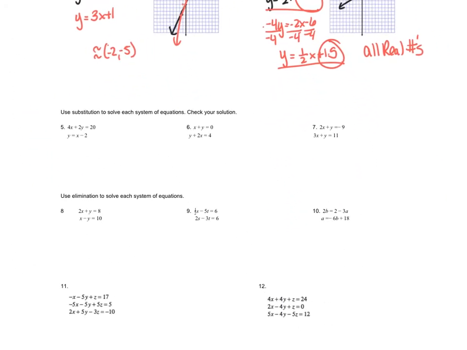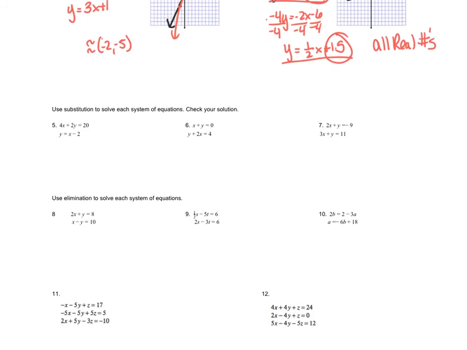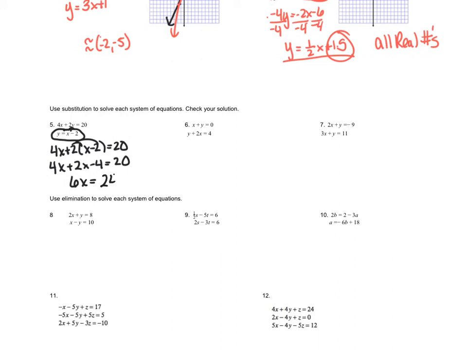All right, use substitution to solve the system, check. So we already have one equation that's equal to y, so I'm going to put this in there. So 4x plus 2 times x minus 2 equals 20. We're going to distribute that 2. So it's 6x minus 4 equals 20. 6x equals 24. x is going to be 4. So now that we know what x is, we're going to fill it in. So y equals 4 minus 2. Y is going to equal 2.